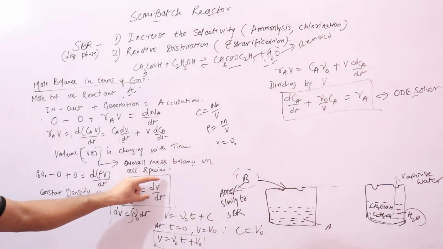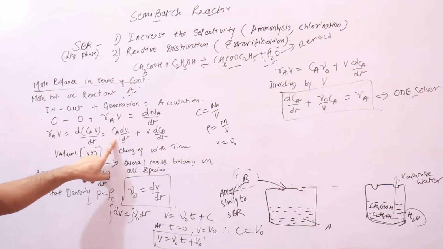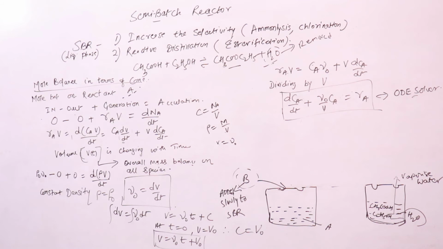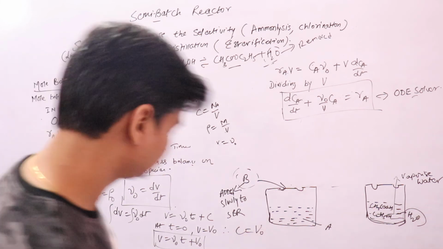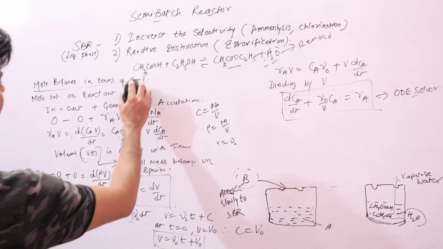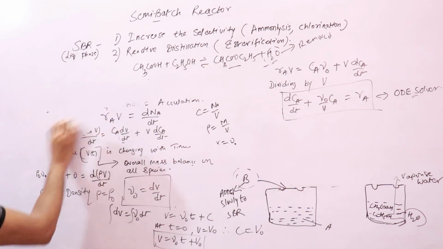So we substituted the value of dV/dt in this equation, and we got this. I hope this much is clear. Now we'll do a mole balance on species B quickly. Just look at B.